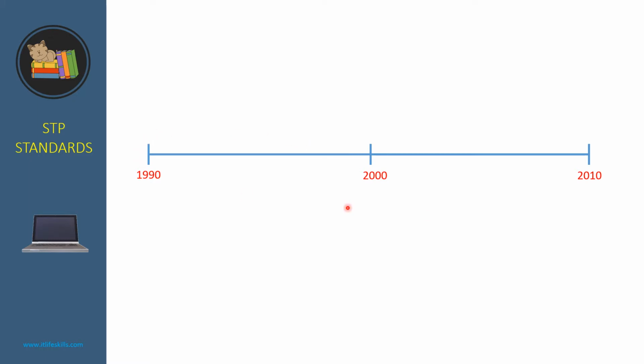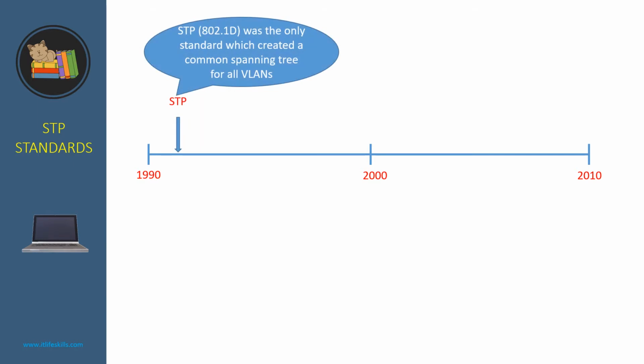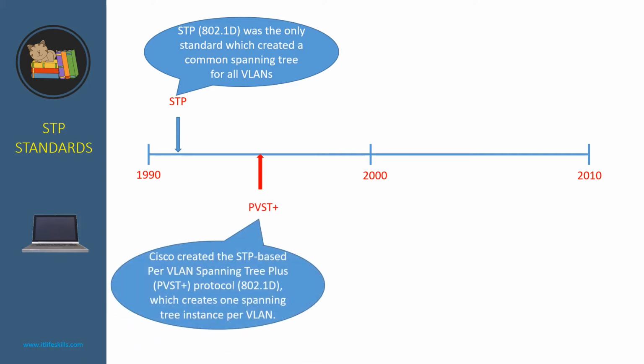Let's look at this timeline. MSTP was first released back in the early 1990s. It created a common spanning tree for all VLANs. By the mid-1990s, Cisco created the MSTP-based per VLAN spanning tree plus, PVST plus protocol, which creates one spanning tree instance per VLAN.